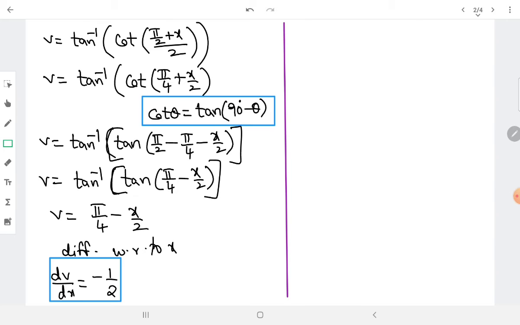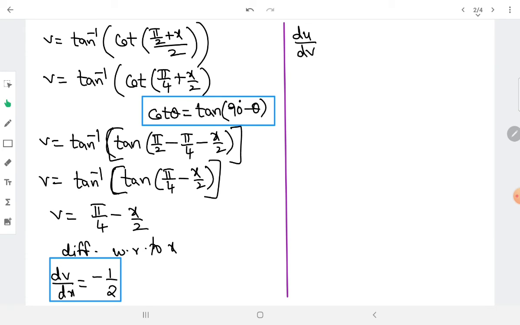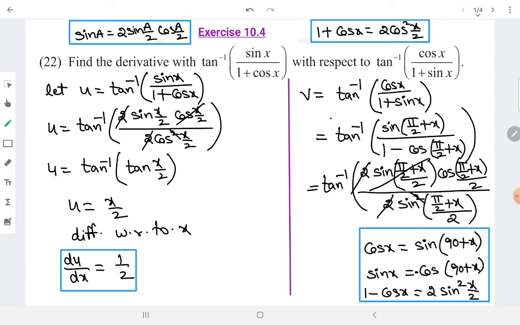Now finally we have to find du by dv. Okay, du by dv, this is what we have to find, because we have considered the first one as u, the second one as v. So they asked to find the derivative of the first term with respect to the second term. So we have to find du by dv. But already we found du by dx, whole divided by dv by dx. So dv by dx is here and du by dx is here.